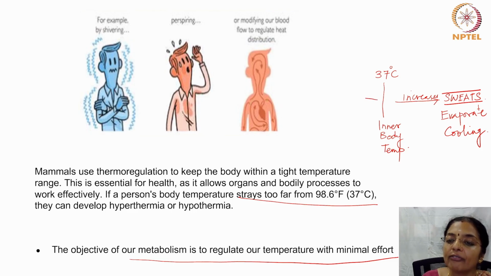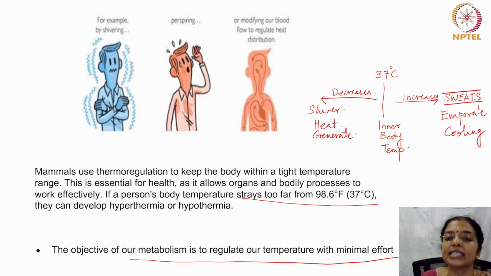Whereas if the inner body temperature decreases and it becomes cold, then what does the body do? It starts to shiver because through the movement it tries to increase its metabolism and therefore increase the heat generated. So the body has its own system to regulate heat.